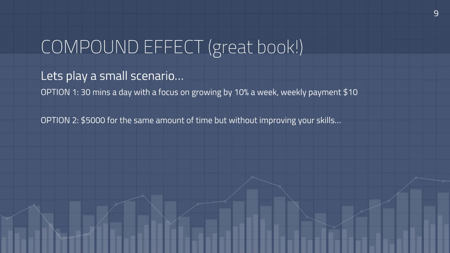God comes to you and offers you a job, and he tells you, come work for me for 30 minutes a day. Option number one: you focus on growing every week by 10%, and your weekly payment is $10 per week. As you grow in knowledge by 10%, so do your earnings by week. Option number two is that I pay you $5,000 for the same amount of time, but without improving your skills, and you get $5,000 every single week, but you work for me for 2 years.